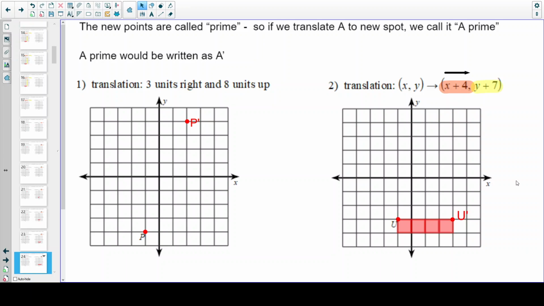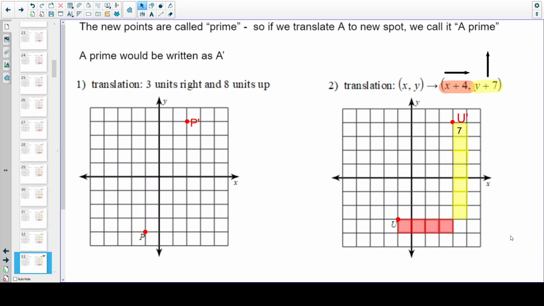And then we've got to take a look at what it means with this y. Well, here's your y-axis going up and down. If we're adding, then on the y-axis it's going to increase it. So we're going to go up, but we're going to go up 7 spots. So now we just got to move this U prime spot up 7.